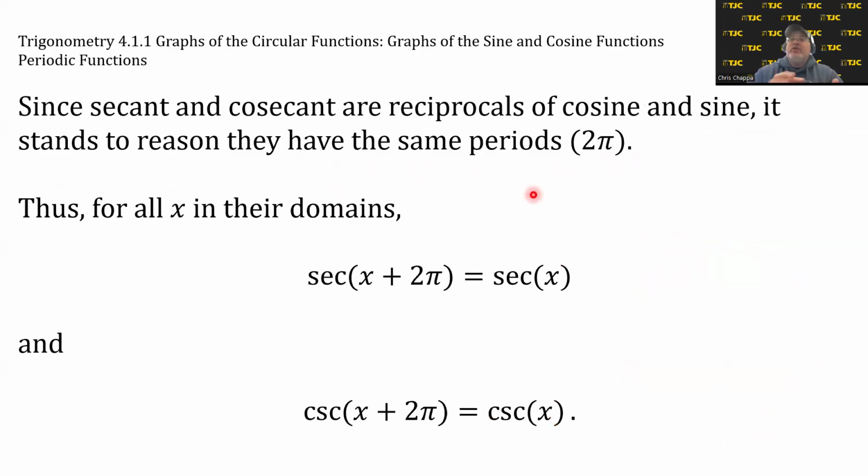Since secant and cosecant are reciprocals of cosine and sine, it stands to reason that they have the same period, 2 pi. Thus, for all x in their domains, secant of x plus 2 pi equals secant of x, and cosecant of x plus 2 pi equals cosecant of x.